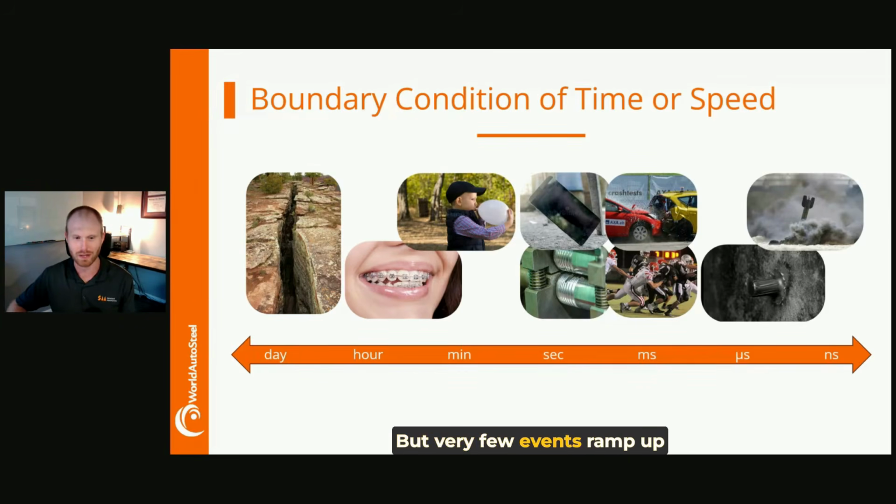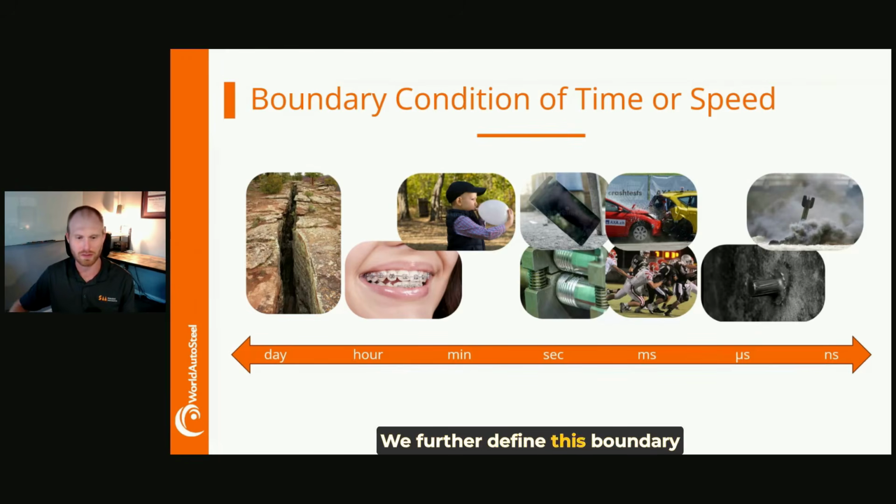But very few events ramp up their loads over minutes, hours, or days, which starts with the balloon and the braces going into the scale of earthquakes and tectonic plates shifting. But even fewer events occur on the time scale of microseconds and nanoseconds. So on the other extreme, this is kind of in the ballistics or quantum realm. Even knowing that most components will experience these sub-second to millisecond loading conditions in their life cycle, the vast majority of coupon level testing occurs on timescales at least 100 to 1,000 times slower.